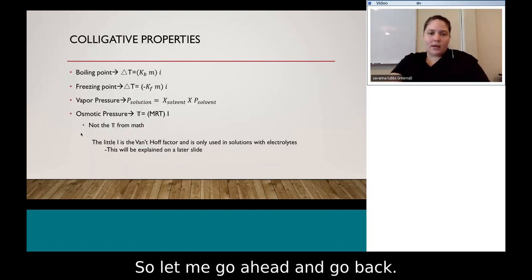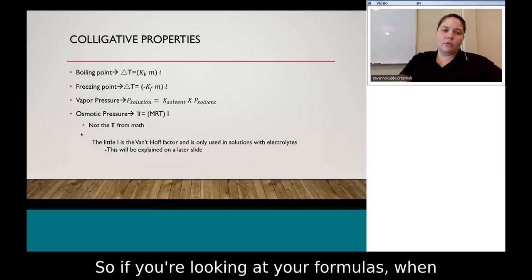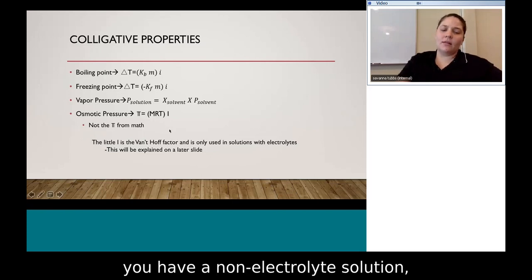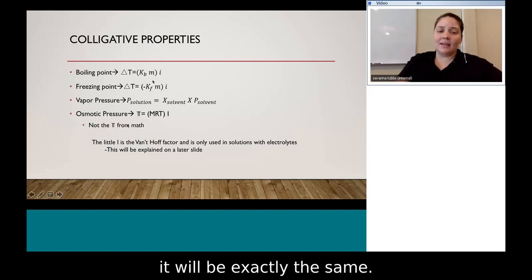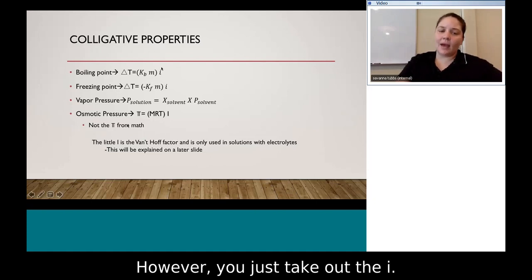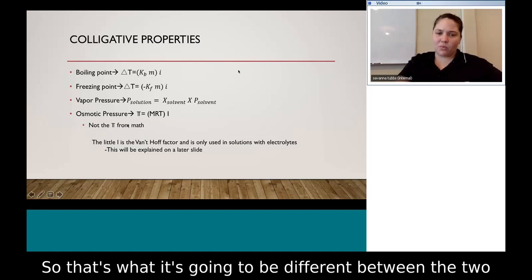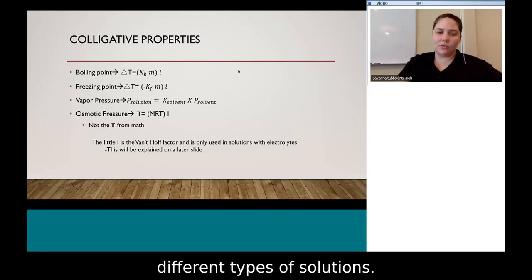So let me go ahead and go back. If you're looking at your formulas, when you have a non-electrolyte solution, it'll be exactly the same, however you just take out the i. So that's what's going to be different between the 2 different types of solutions.